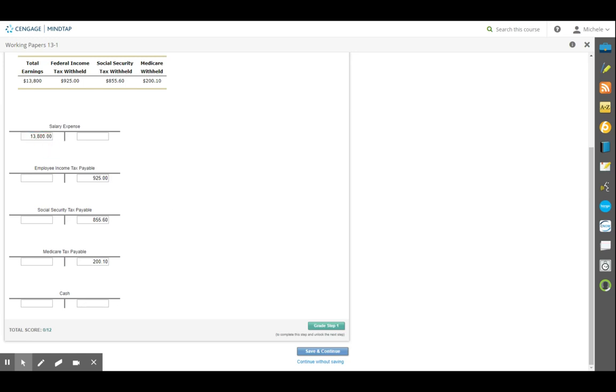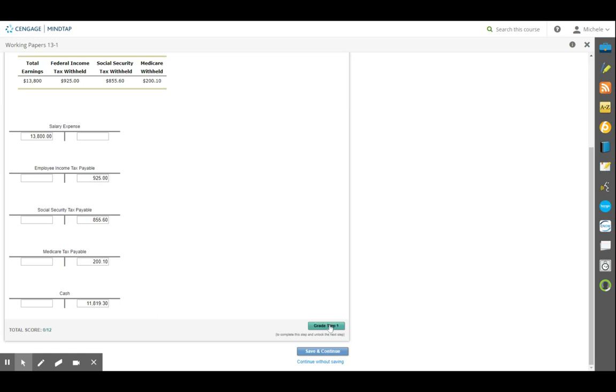Now we still don't have cash because we don't know what cash is. Now how can we figure that out? Remember, debits have to equal credits. So here is our debit. Here are our credits. So basically, if we go ahead and just take the $13,800 minus $925 minus $855 minus the $200, that's going to leave us with cash, which is going to be $11,819.30. You can always double check, make sure that your credits all add up to your debit amount.